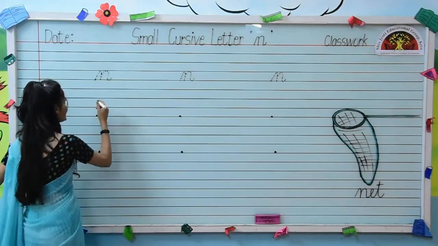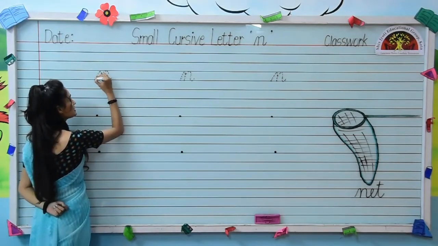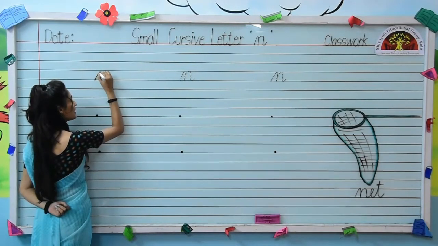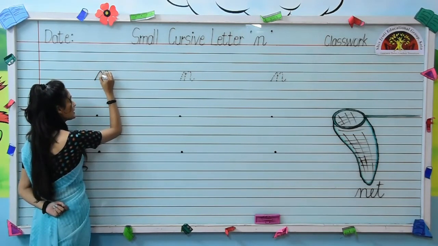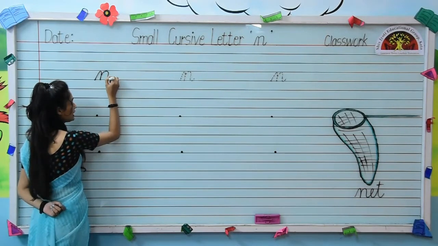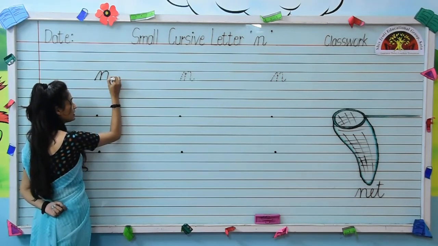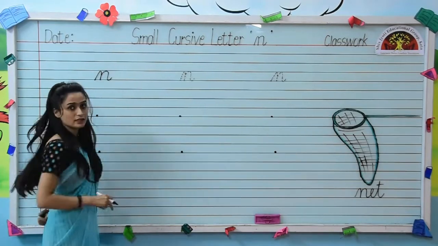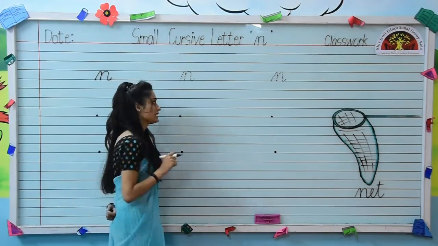So let's get started. Look over here kids, put your pencil on the third line, make a slanting line up, touch the second line, come down, touch the third line again, go up, make a curve touching the second line, come down and touch the third line and make a tail like this. Okay kids, this way you have to trace your small cursive letter N.